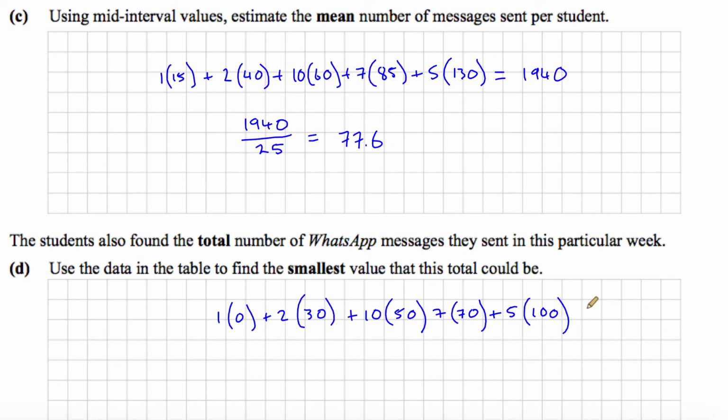And that's going to give us an answer of 1550. That's the smallest possible total number of WhatsApp messages. And that's the end of the question.